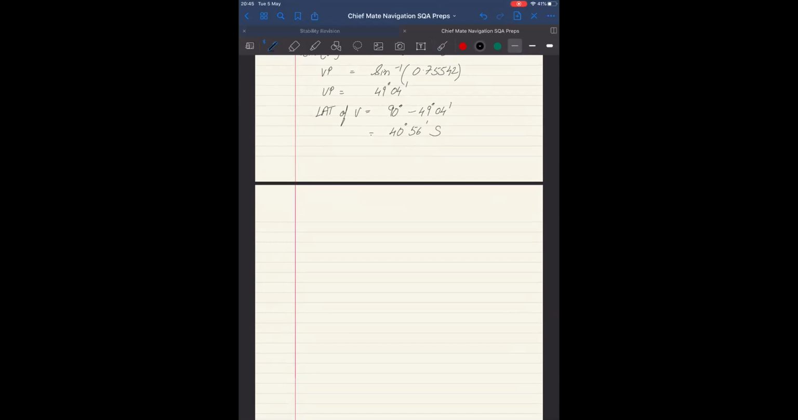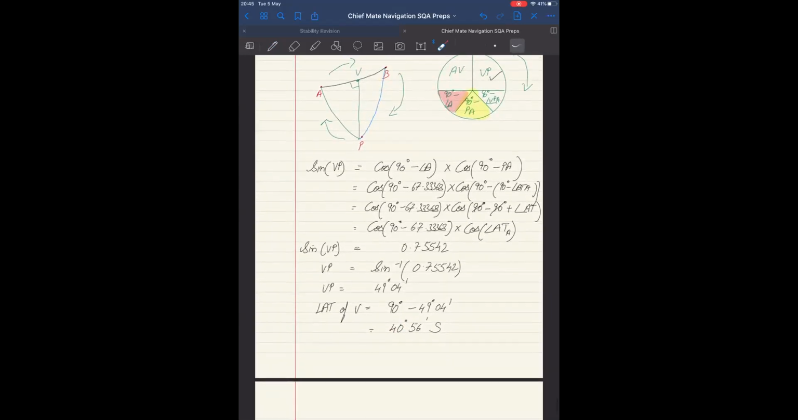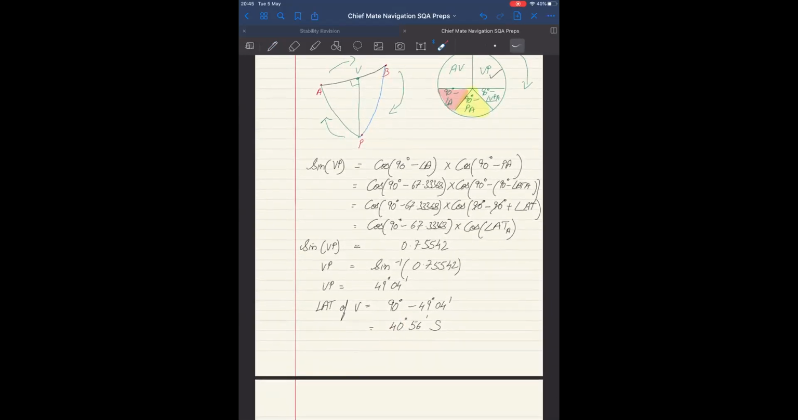Now we have calculated the latitude of V. Now we need to calculate the longitude of V. So I know my longitude of A. If I'm able to calculate this angle, then I know that this value needs to be added or subtracted depending upon which longitude this was, east or west. It depends upon what we are supposed to do with respect to addition or subtraction.